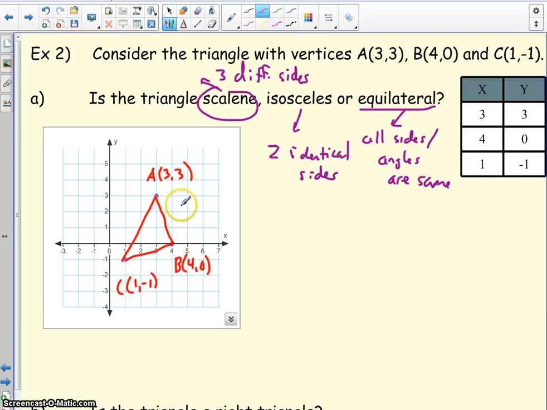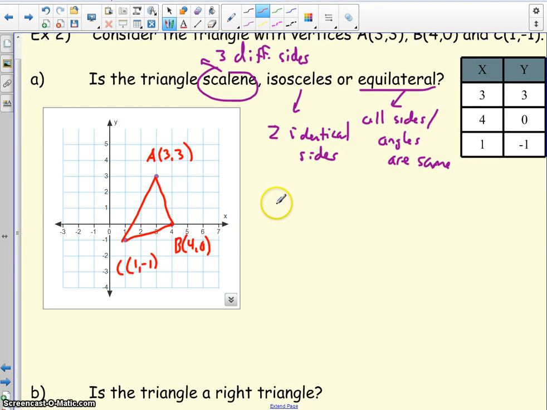So I'm going to let you try that on your own. You're going to need to find three things here. The distance from A to B, again using the distance formula. The distance from B to C. And finally, the distance from A to C. You're going to find all those and compare them to each other, and push play when you're ready to see the answers together.